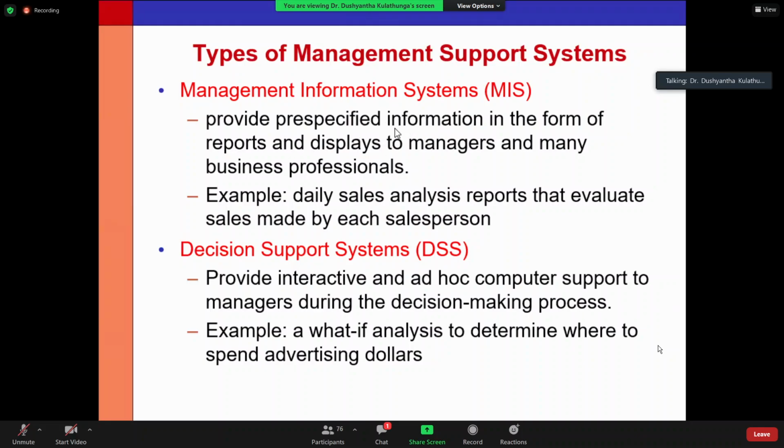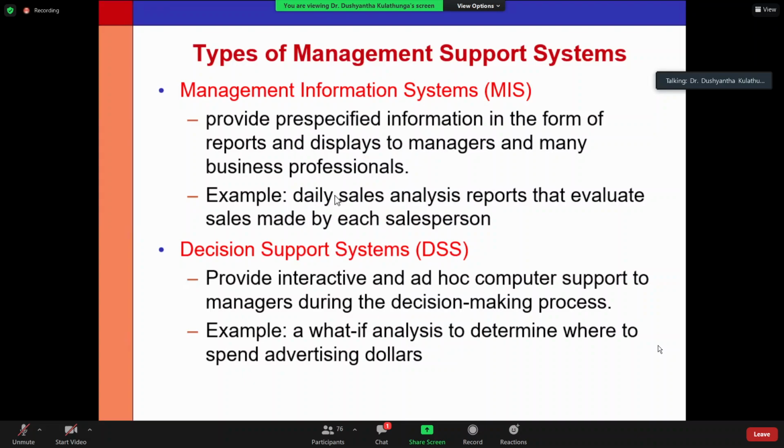So I mentioned the example, sales report. It can be a daily sales report. It can be a weekly sales report, monthly report, quarterly report. Likewise, you may specify that you require this information at the end of a particular specific period of time. So that means you are pre-specifying your information requirement. So then that will be produced by a management information system.